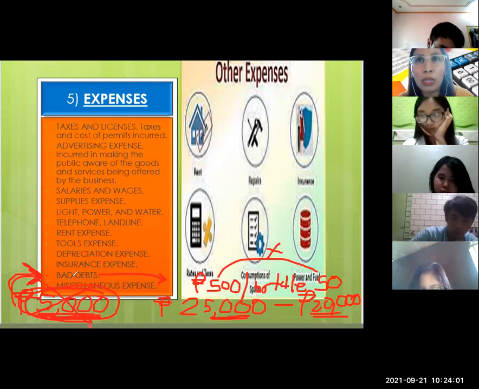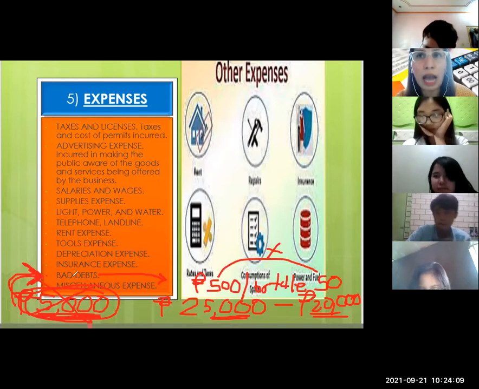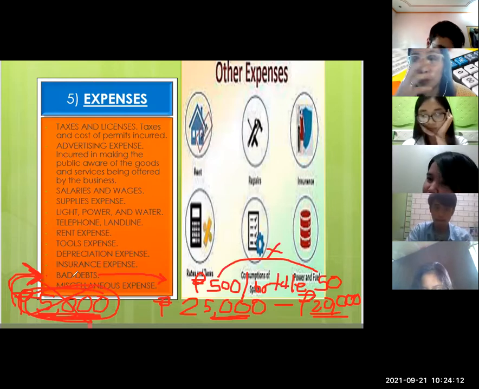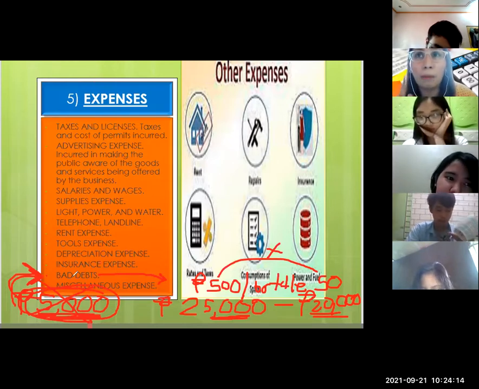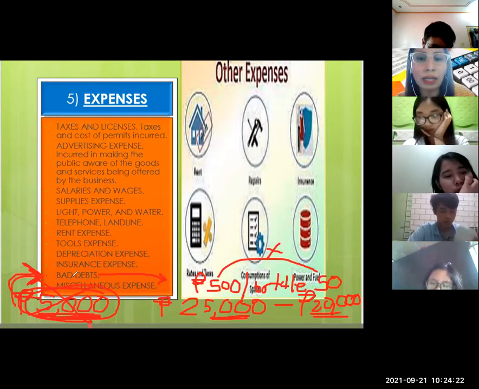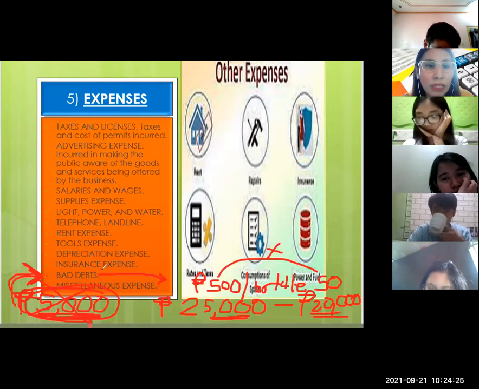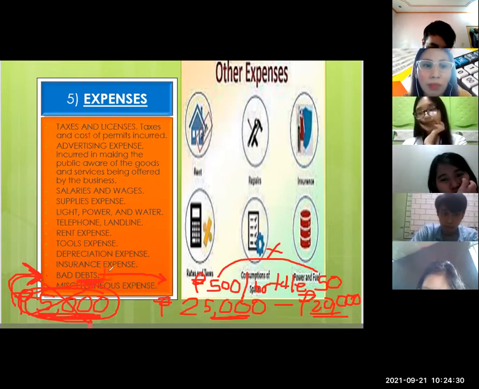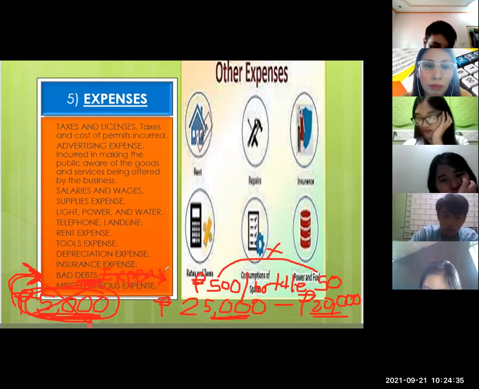Kapag nag-loan ka sa bangko and then dumating yung time na konti pa lang yung nabayaran natin sa bangko, let's say kalahati ng napahiram sa atin ng bank, the other balance or the remaining balance na hindi na natin kaya bayaran, i-re-record yon ng bangko as their bad debts. Therefore, expense sa kanila yon, kabawasan sa kanilang kikitain. Bad debts expense. Those are bad debts.